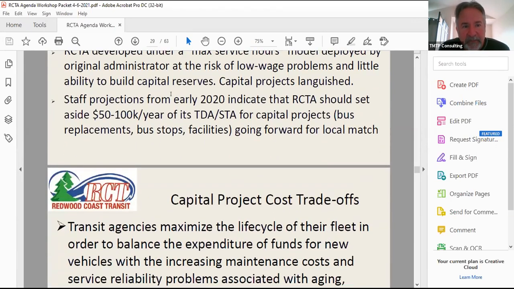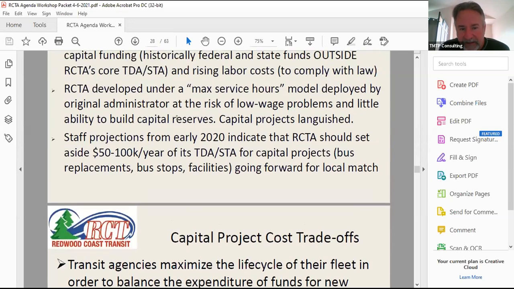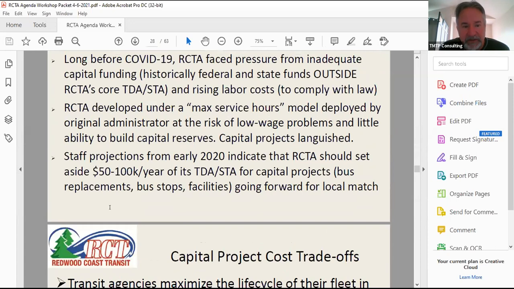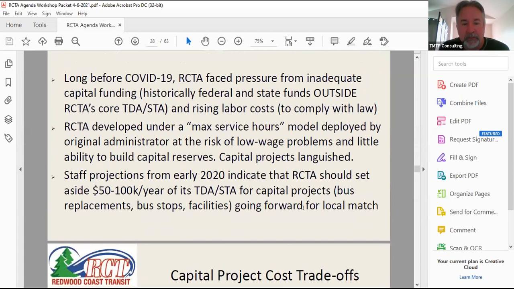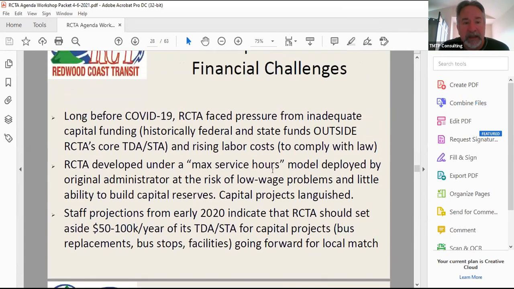The projection on how to mitigate that, and we'll talk in more detail later, was that if we could set aside some of our operating money each year for these capital projects, then we would probably be in good shape. But that just means we'll need to be smaller as far as annual service hours than we used to be. So we'll get into that more later.